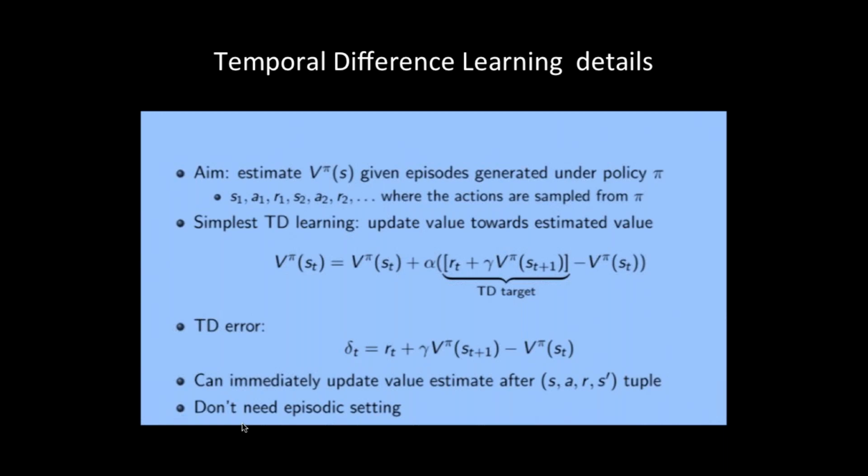Can immediately update the value function, value estimate after these. This is known as the tuple, SARSA. And S dash is the next state with the same values: S dash, R dash, A dash. So once you have completed this, then you go to the next tuple. Don't need any episodic settings. There are no episodes that are required. It just goes as per.